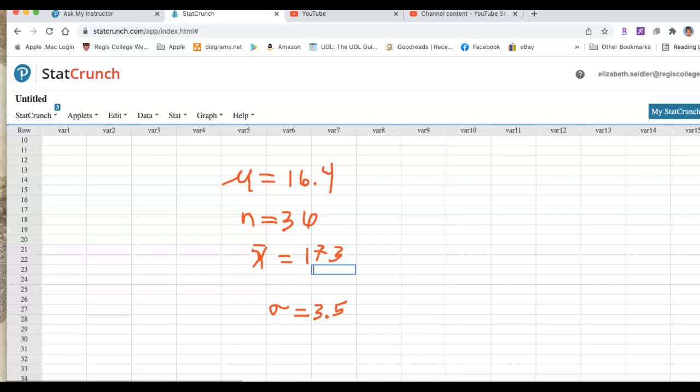So given this information and the sample that was taken, does it suggest that the wave height is increasing above this severe rating of 16.4? We'll test it at alpha equal to 0.01, the 0.01 significance level.